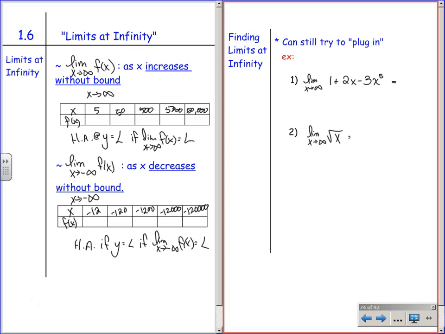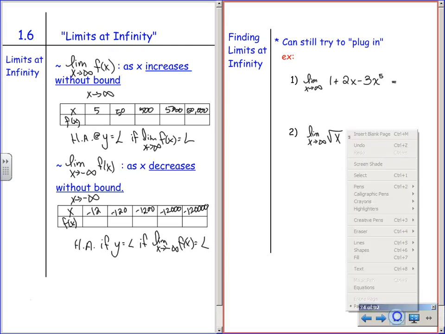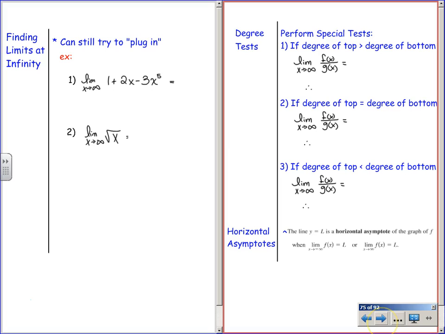So x is just getting bigger and bigger and bigger, going to infinity, or x is going more and more negative, going to negative infinity. That's how the tables are different. But how does it work as far as algebraically plugging in?